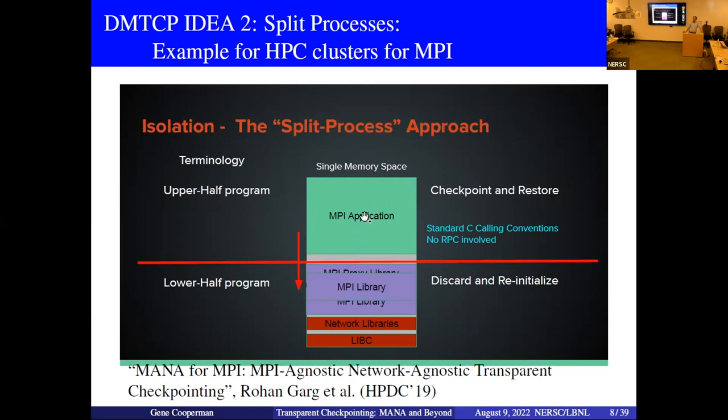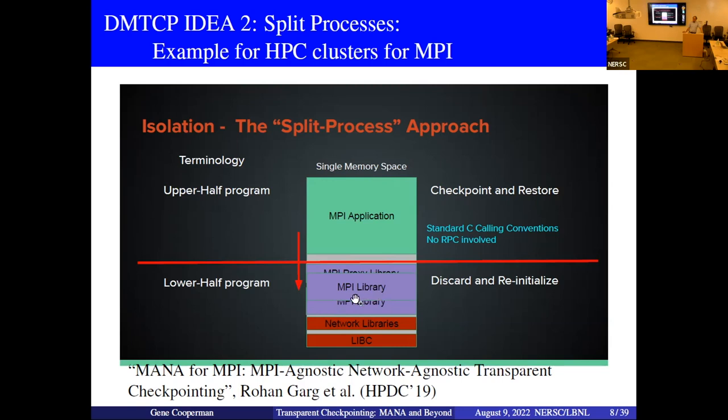The user controls only the upper half. So now if they ever want to do anything with the network or with MPI, they go through the lower half. And that's great for us, because now when the user says it's time to checkpoint, we know for every memory segment, either the memory segment is part of the upper half or the memory segment is part of the lower half, one or the other. So when we checkpoint, we save the memory segments in the upper half only. That's it. We do not save any of the memory segments of the lower half.